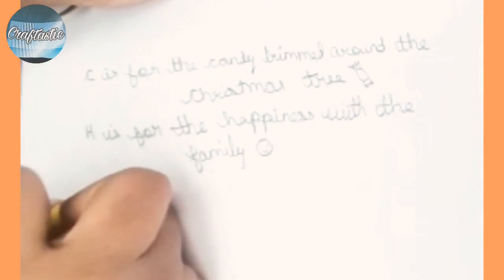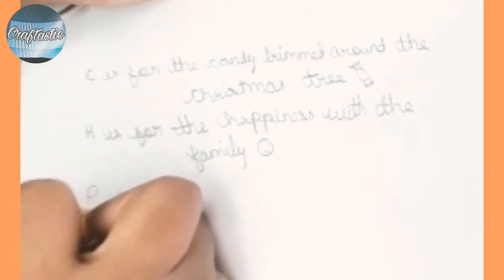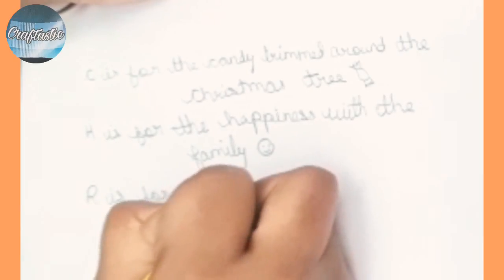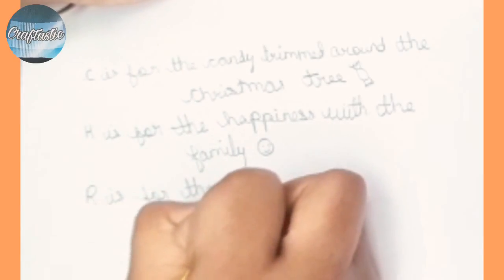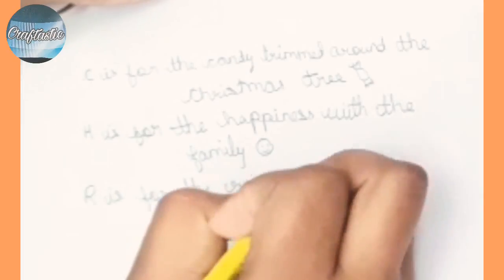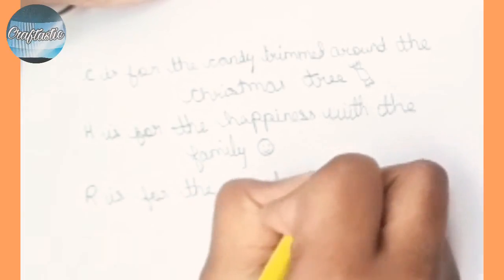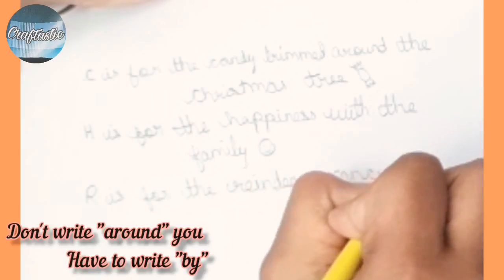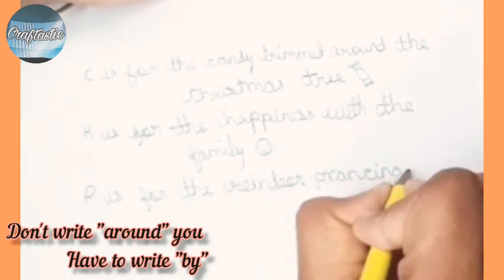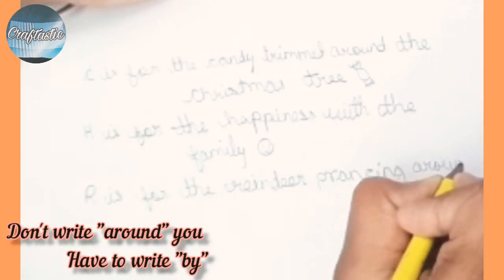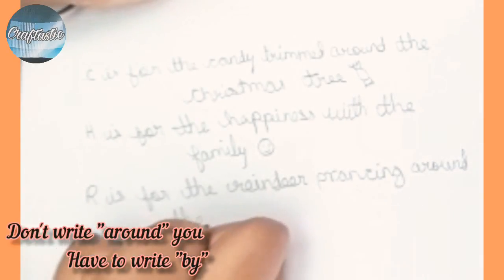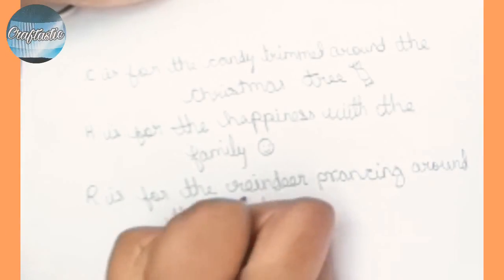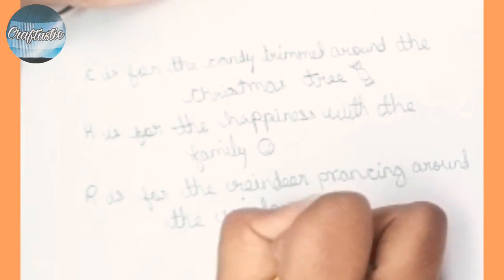Okay, now it stands for the R, so let us write with R. R is for the reindeer branching by the window pane. Okay, so guys, for reindeer I didn't do any drawings. I did the window pane drawing, and I have written branching around the window pane, so it is wrong. Please don't write around, you have to write by. I will write it afterwards. So this is totally wrong. I have to write by after, at the last you will be able to see. Okay, branching by the window pane. Then I drew a window pane, means a window.